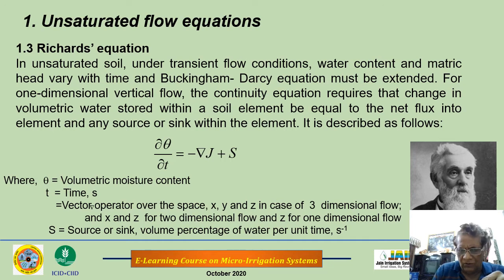For one-dimensional vertical flow, the continuity equation requires that the change in the volumetric water stored within a soil element be equal to the net flux into the element, and any source or sink within the element. It is described as follows just by adding one more term, S, the source or sink term: del theta by del t is equal to minus del J plus S. Here, theta is soil moisture content, t is time, J is fluid flux, S is the source or sink term, and del is the vector operator. If it is a one-dimensional flow, it is z. If it is a two-dimensional flow, it is x and z, and if it is a three-dimensional flow, it has all three components x, y, and z.